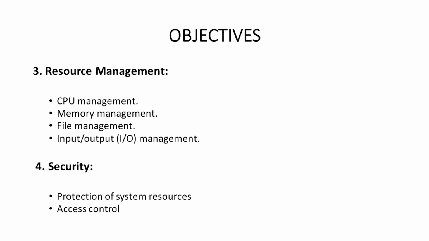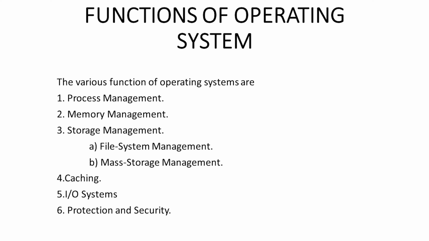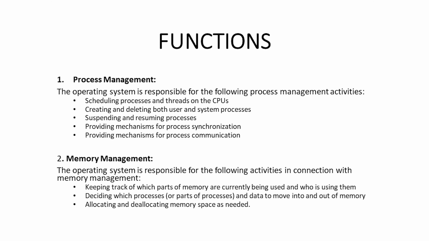Next, we will see the functions of the operating system. There are various functions of operating system. The first one is process management. Next one is memory management. Third one is storage management. And fourth one is caching. Fifth one is I/O system. And sixth one is protection and security. First one is process management.